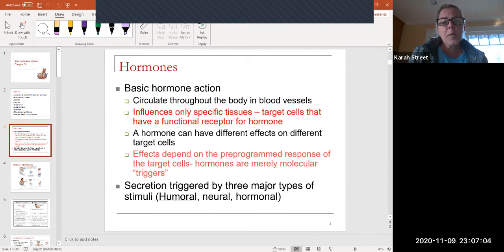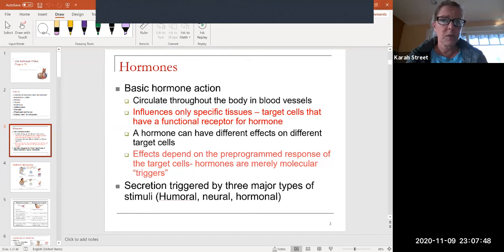A hormone can actually target many different cell types. I'll give you an example. Epinephrine is used both as a neurotransmitter and as a hormone. Epinephrine, when it is released into your bloodstream as a hormone, can target your heart. And the heart will behave to epinephrine as the heart should. Your heart rate goes up and the force of contraction goes up. So the heart behaves like the heart should. That's what I mean by each target cell will respond according to its pre-programmed way.